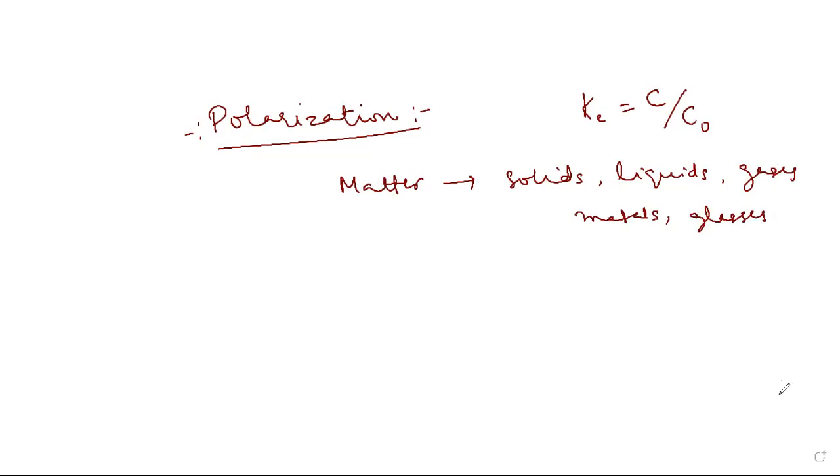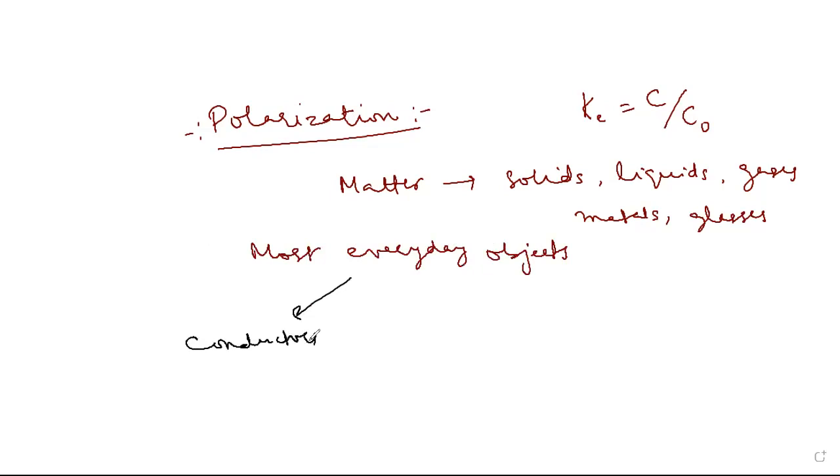Nevertheless, most everyday objects belong at least in good approximation to one of two large classes. Which classes? One class is conductors, and second is insulators or dielectrics, right?